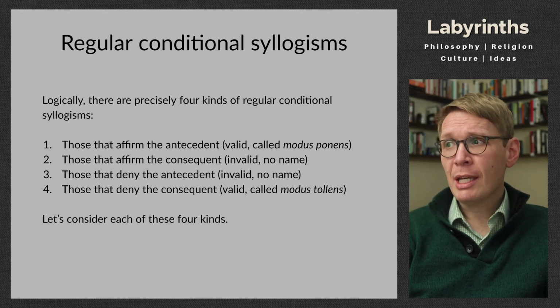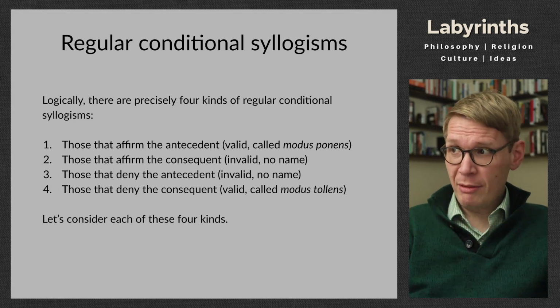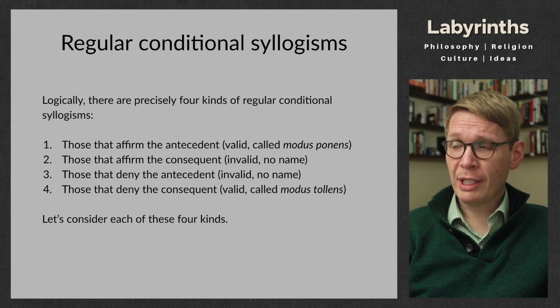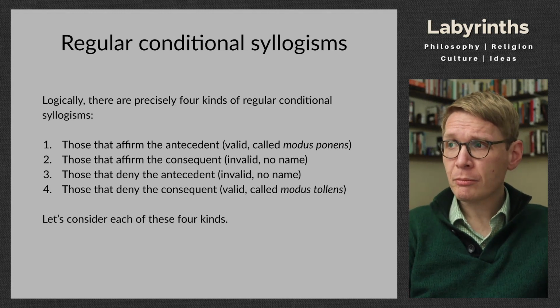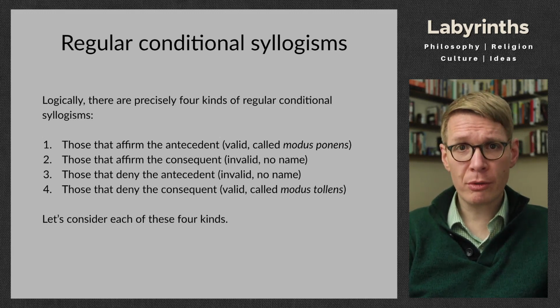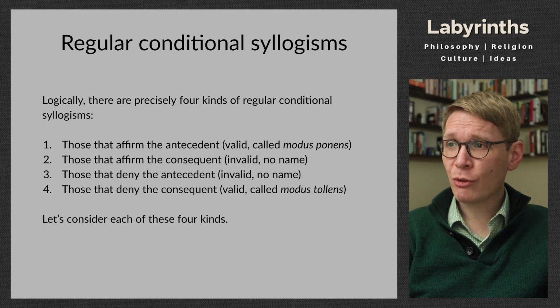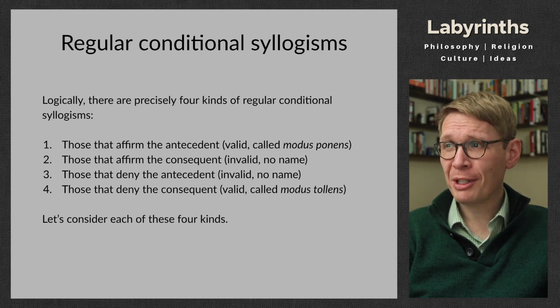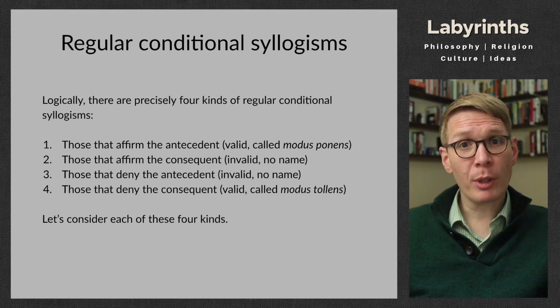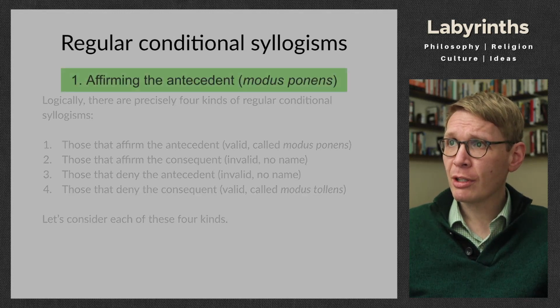Now, as we'll see, each of these four possibilities is either valid or invalid. The two cases where it constitutes a valid argument and yields a true conclusion have Latin names, modus ponens and modus tollens. And the cases where the argument is invalid do not have names. We're going to look at each of these four to understand how to assess the validity of these things.